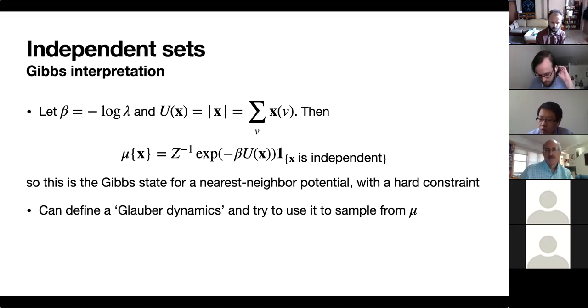So given the similarity to the Ising model setting, we can define an analogous Glauber dynamics, which should have this distribution as its stationary distribution, and moreover, it should converge to this distribution as time goes to infinity. So we can actually use this to at least approximately sample from mu.